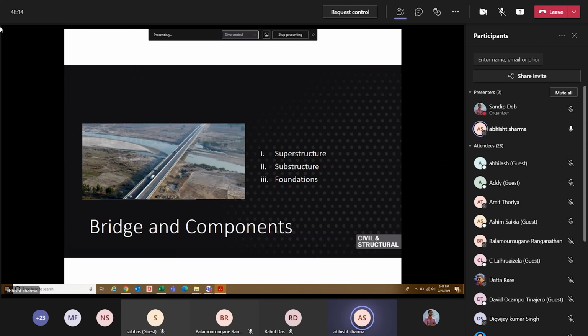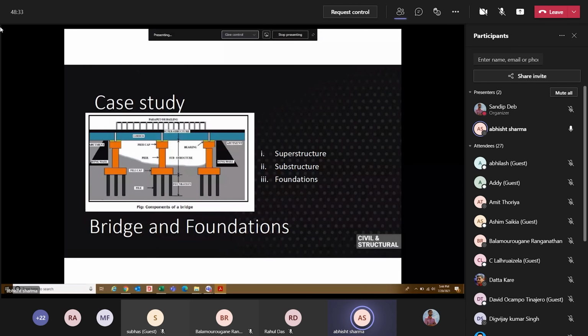So component-wise, if we talk about what constitutes a bridge, basically we have the superstructure, substructure, and foundations. So these are the three main categories in which we divide our bridge. I'll define them one by one just to have a fair look.